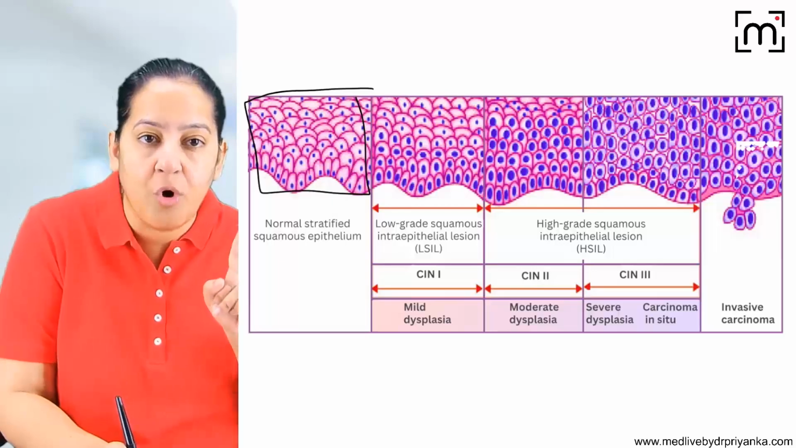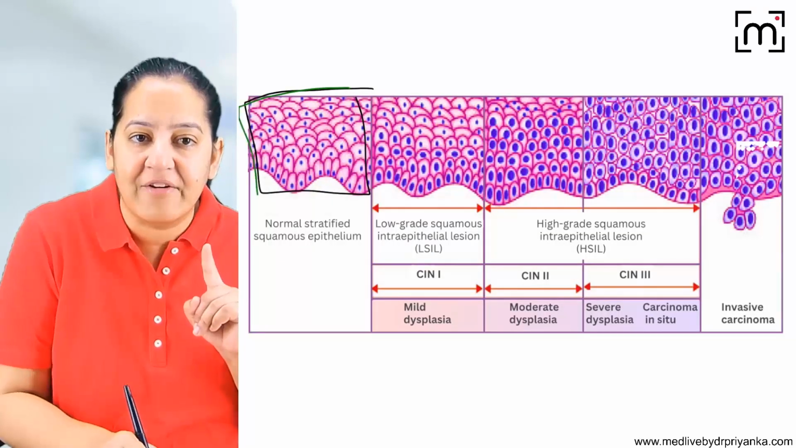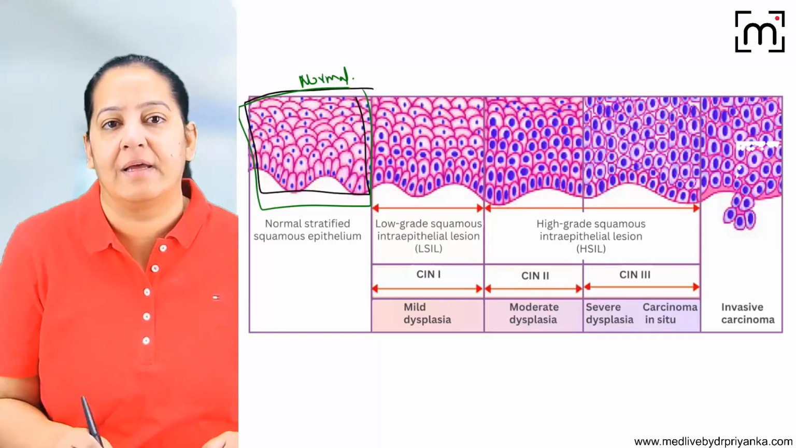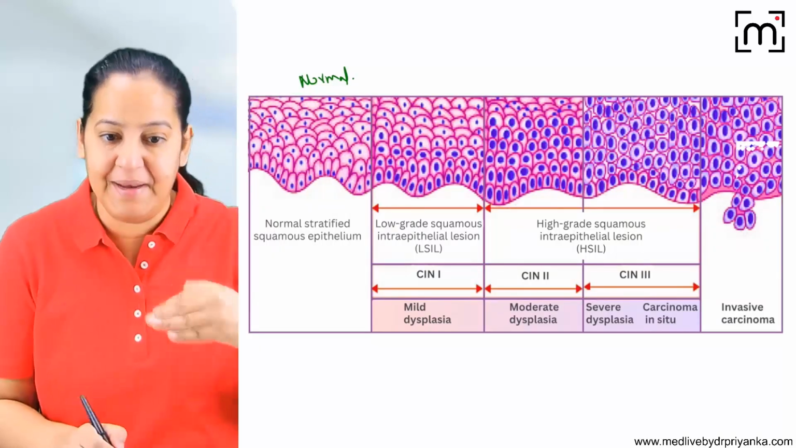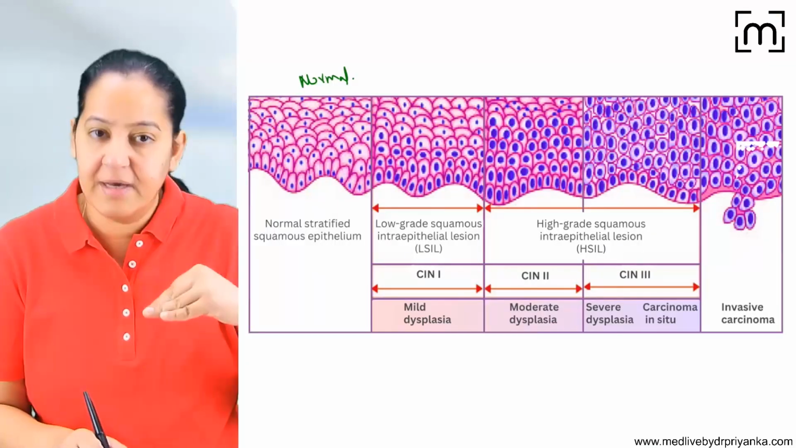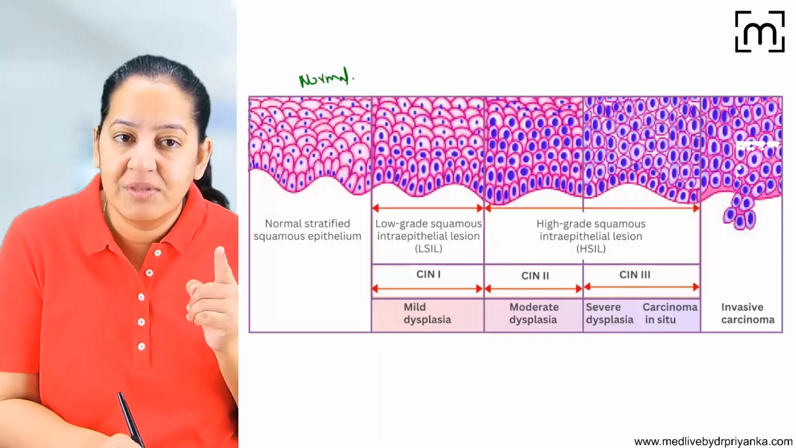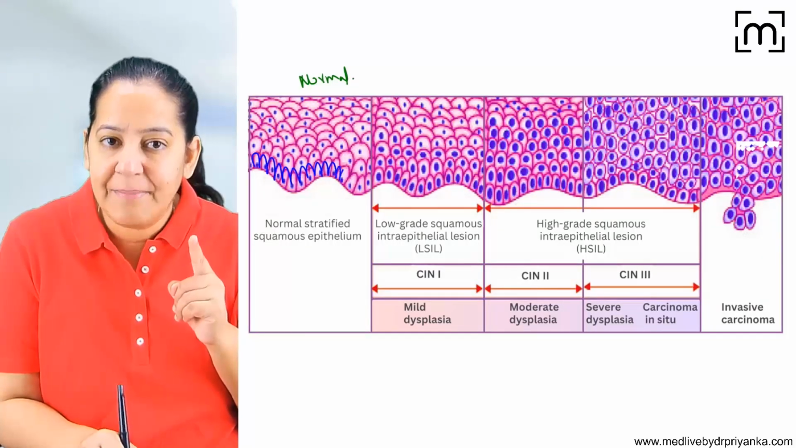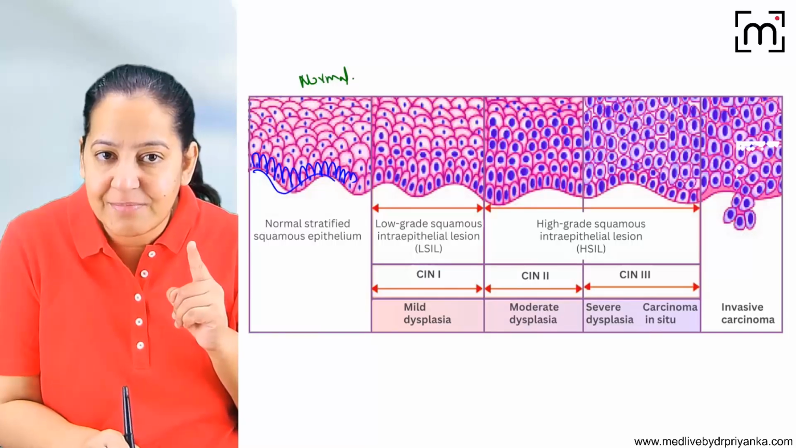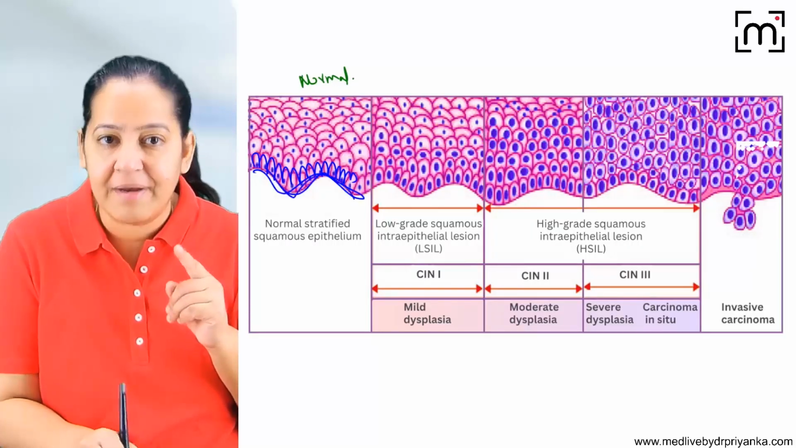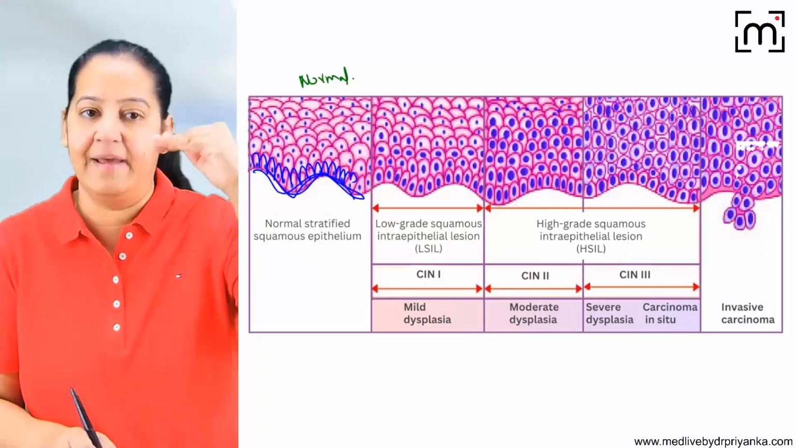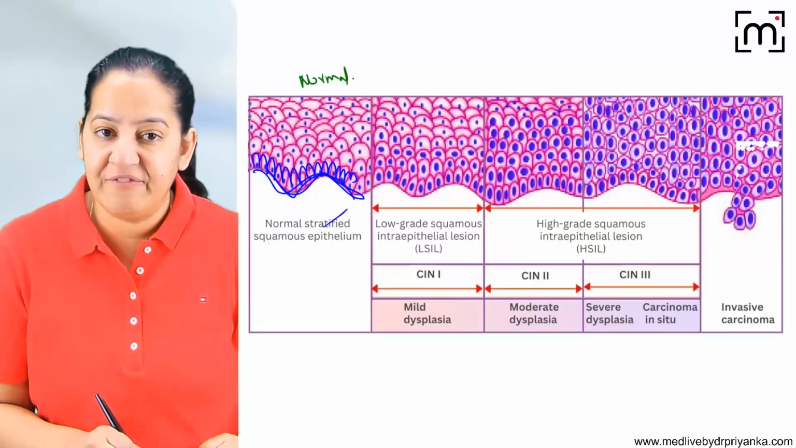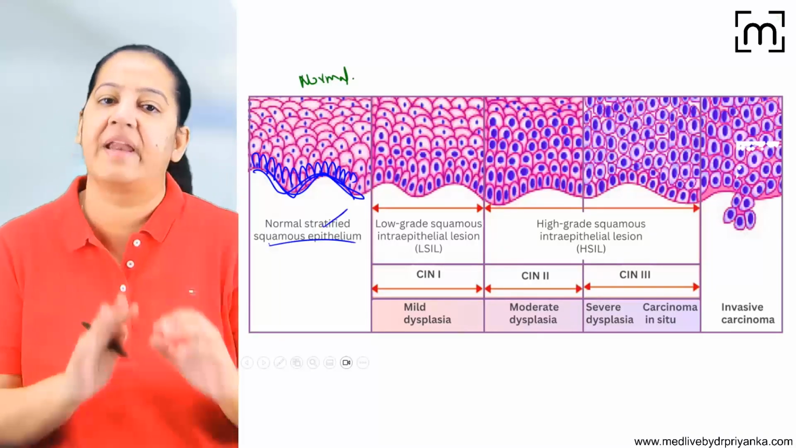You can see this is the normal cervix lining. You can see the normal squamous lining, which is in multiple layers. Only the squamous lining is occurring. This layer is known as the basement membrane, the basal cell, and this is the basement membrane. And it is in multiple layers, that is stratified. Stratification means in multiple layers. So stratified squamous epithelium is the normal lining of the cervix.